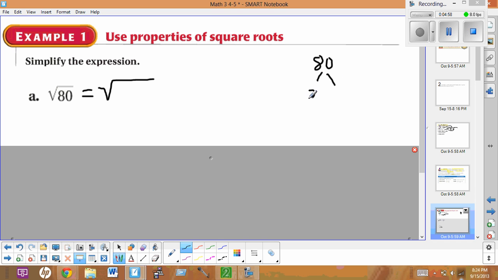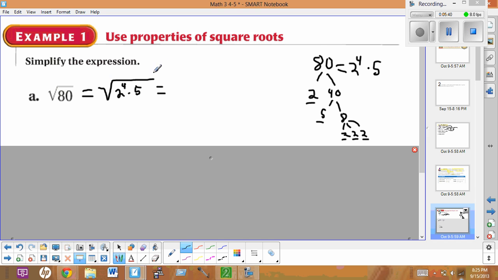It's going to be 2 times 40, 5 times 8. And I know 8 is 2 cubed. So I can say 80 is equal to 2 to the 4th. Let's count them: 1, 2, 3, 4, times 5. So rewriting our radical, 2 to the 4th times 5.